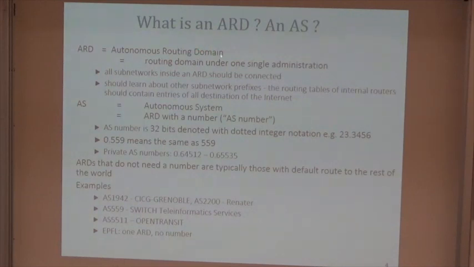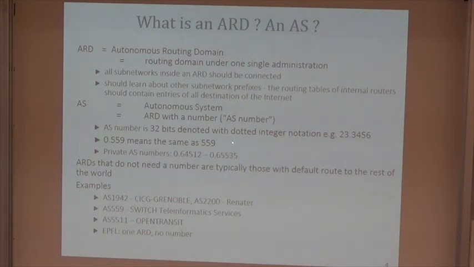The internet is made of domains, and domains are called classically autonomous systems. So in the language of BGP, a domain is called an autonomous system. It's also called an autonomous routing domain, ARD. Those are practically synonyms. There is a subtle difference. An AS is an ARD with a number. So all the domains in the world that participate in BGP require a number. A number is a 32-bit number, like an IPv4 address, but it's not an IPv4 address, it's a domain number.